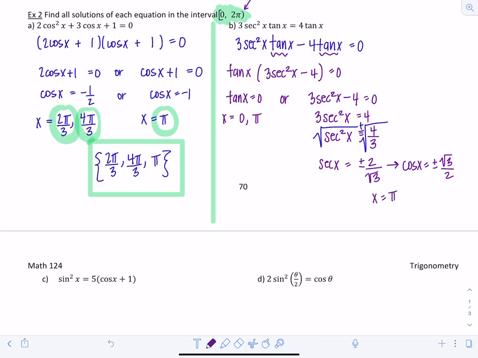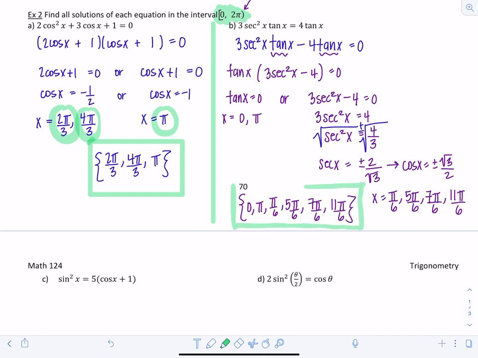So that would be at pi over 6, 5 pi over 6, 7 pi over 6, and 11 pi over 6. Wow, so how many solutions do we have to this equation? We have 6 total. So put them all together in the solution set: 0, pi, pi over 6, 5 pi over 6, 7 pi over 6 and 11 pi over 6. Looks good.